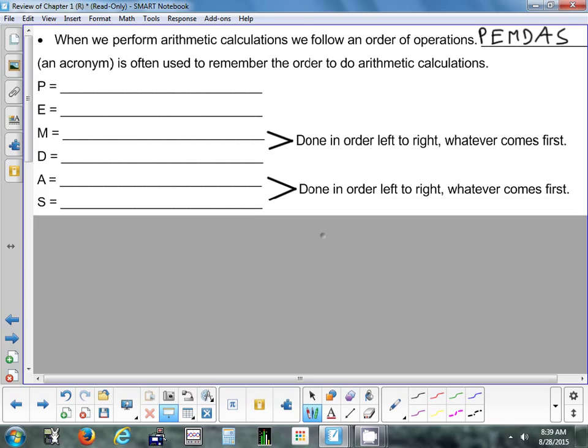So we use the acronym PEMDAS. Each letter means something. We're going to go through that right now and tell you what each letter means. Anybody think they know? Gage, I know you know. Parentheses. Nice.